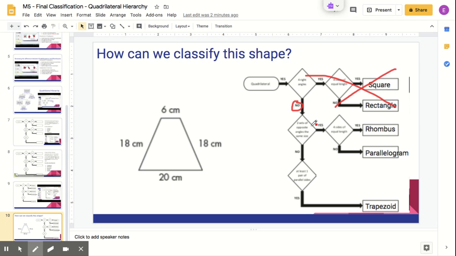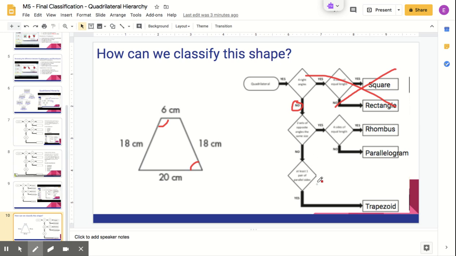Okay, now we have to answer: 2 sets of opposite angles that are the same size. This means, does this angle up here match this angle down here? Now, even though I haven't measured it, it doesn't look like they're matching. This one looks way more open than this one does.